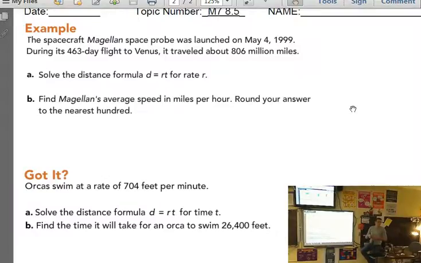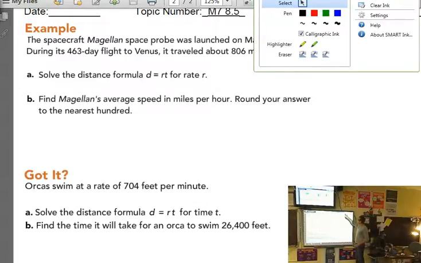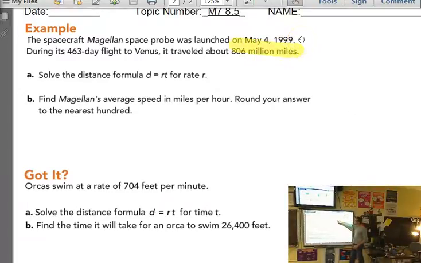So, it flew for 463 days. It was up there for over a year. It went to Venus, and did it go around? Did it come back? Or did it just go and send stuff back? It mapped it. A lot of things we send up into space, we just let send back data and goodbye. So it went to Venus and it traveled 806 million miles. That's unfathomably far.